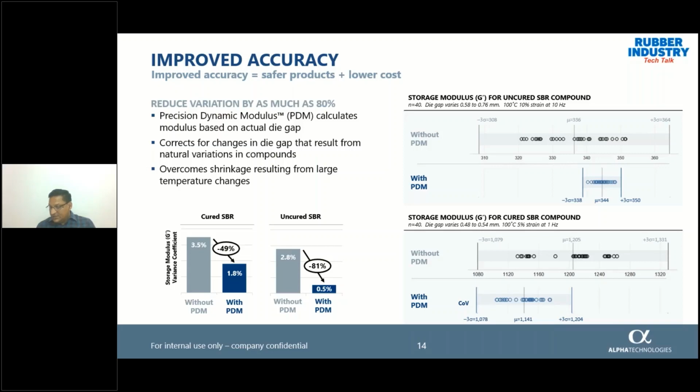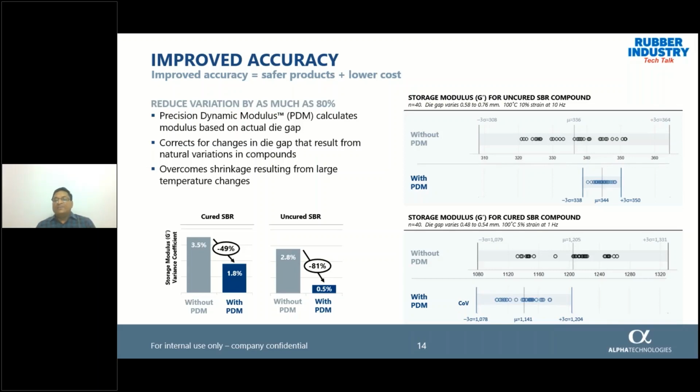So this technology has reduced the COV for cured SBR by 49%, and for uncured SBR, the storage modulus COV has been reduced by 81%. With PDM, a huge improvement in data is observed, and on the right-hand side you can see the specification band has been reduced a lot for the uncured SBR compound, as well as for the cured SBR rubber compound.